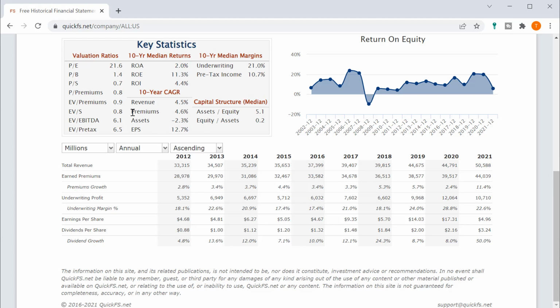What we want to see, though, is what's the growth rate in premiums over time and growth rates in EPS. So your premiums growing about 4.6%, EPS growing about 12.7% across the 10 years. That's pretty good.